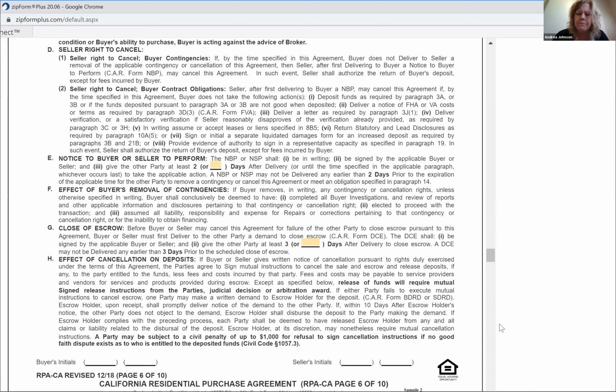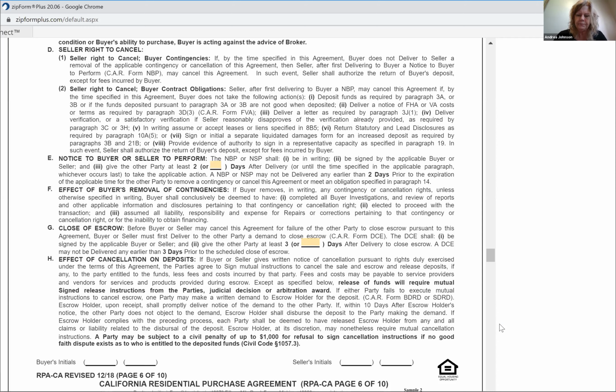Notice to buyer to perform, again, this can be done no earlier than 2 days prior to the expiration of the time frame. So here's the thing: if you have a 17-day contingency period and you are the listing agent, you can send the notice to buyer to perform for contingency removal on day 15. You can't send it any earlier than that. And what would be the point of sending it on day 15 instead of waiting till day 17, which is their day to remove the contingencies?